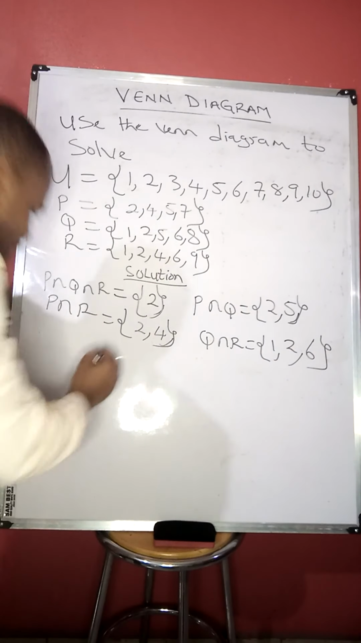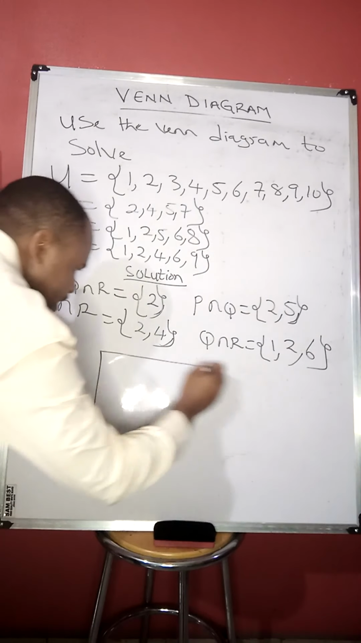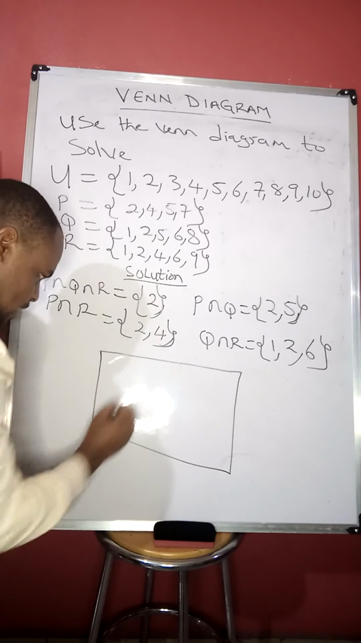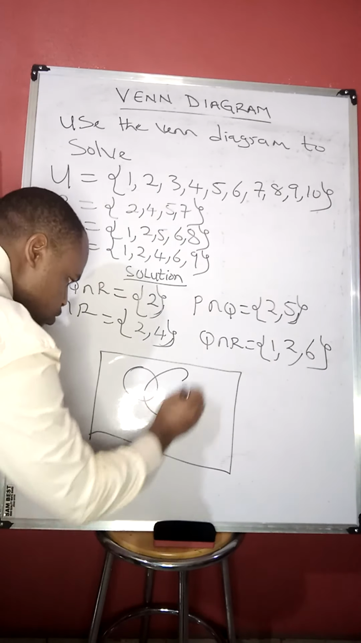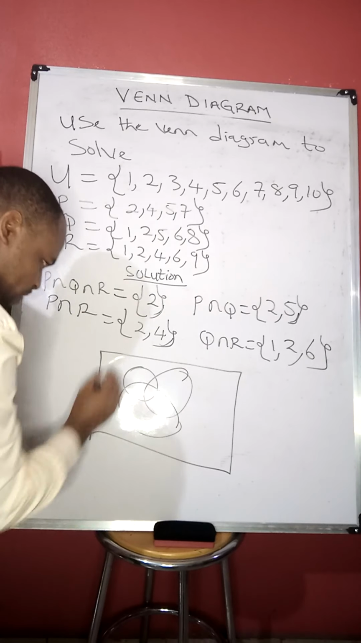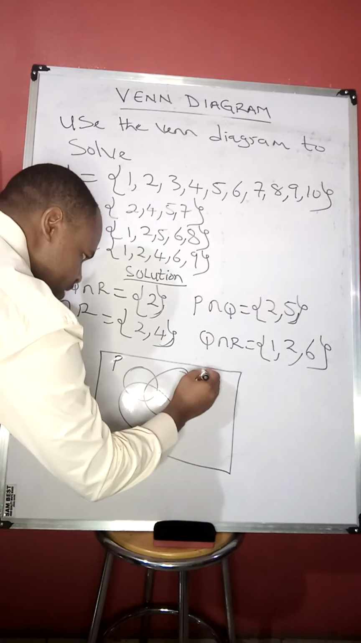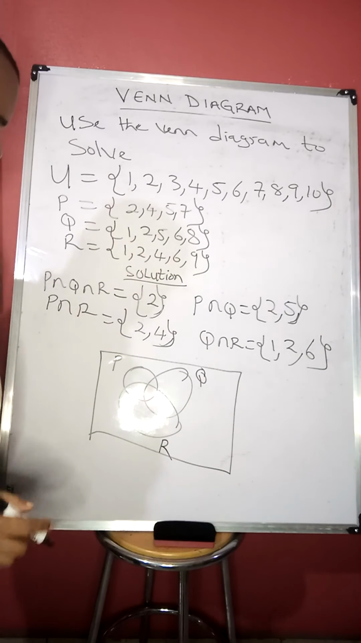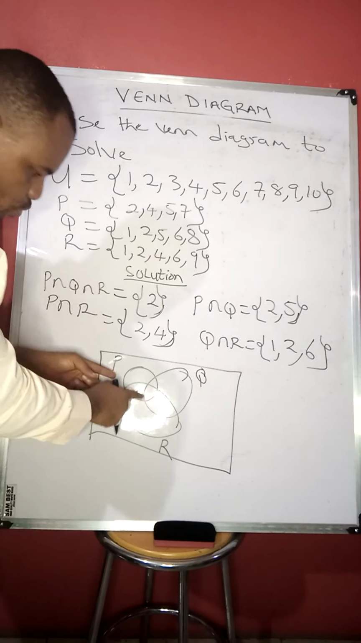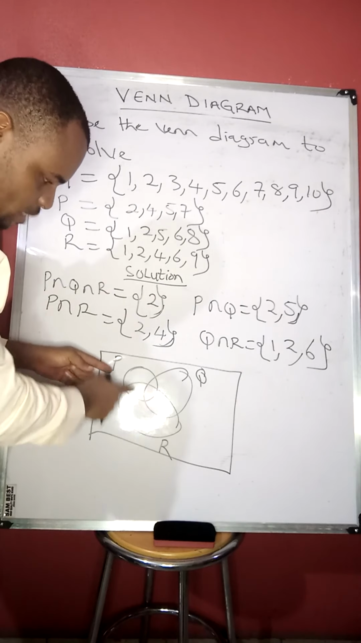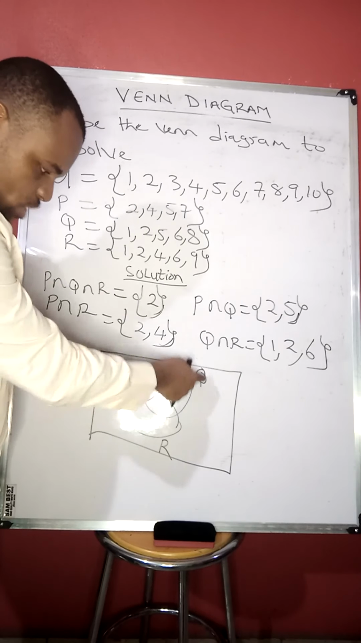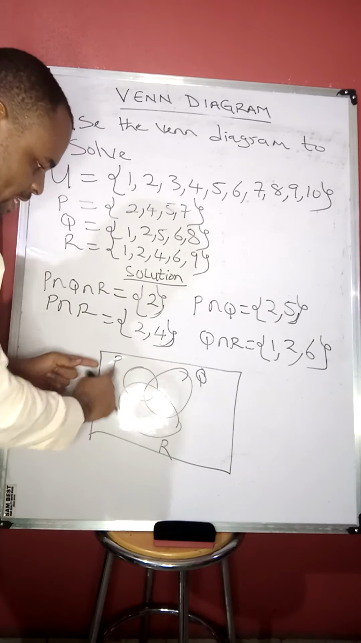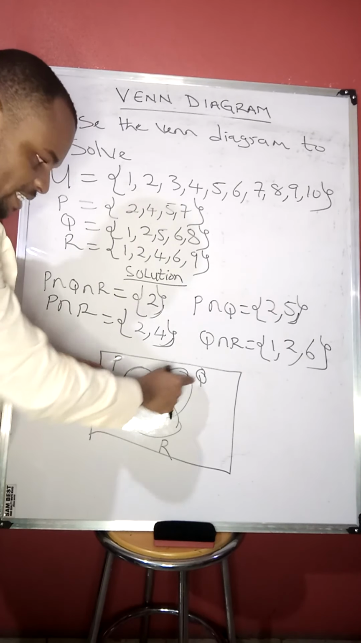We can now draw our Venn diagram. Look at our Venn diagram here for 3 sets. I have 1, 2, and what? 3. If I label them, this is my P, this is my Q, and this is my R. Now, look at this. Where P and R meet is P intersection R. Where Q and R meet is Q intersection R. Where P and Q meet is P intersection Q.